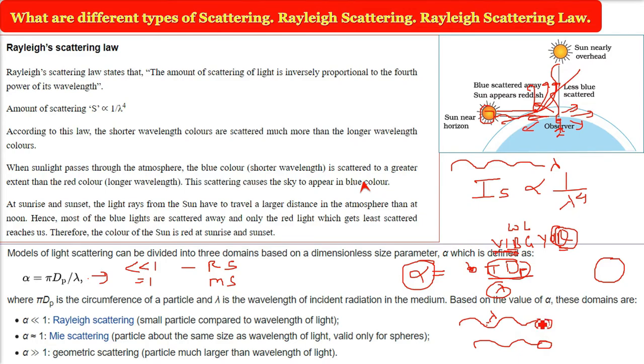Finally, we have electromagnetic scattering or geometric scattering, and this happens when alpha is greater than 1, when the particle is much larger than the wavelength of light. This is called geometric scattering or electromagnetic scattering. Alpha is quite a bit greater than 1. So this alpha decides what kind of scattering it is: Rayleigh, Mie or geometric scattering.